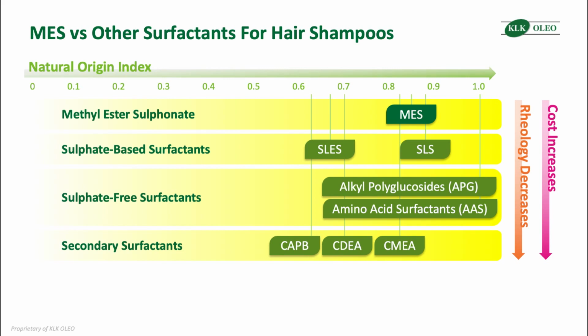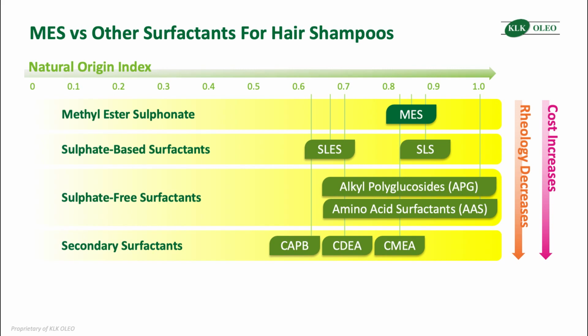As consumers move towards sulfate-free products, hair shampoo producers are slowly replacing SLES and SLS with other surfactants. Most of these surfactants have a lower natural origin index compared with MES. The main exceptions are alkyl polyglucosides, APG, and amino acid surfactants, AAS. APG and AAS are gaining popularity amongst consumers due to their high natural origin index.